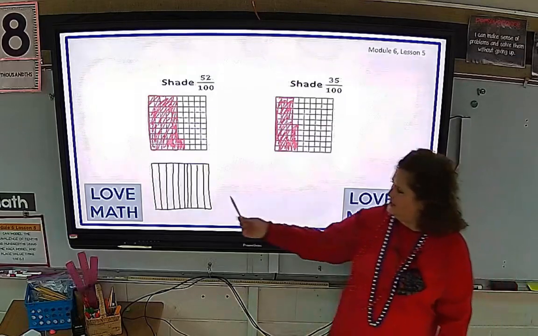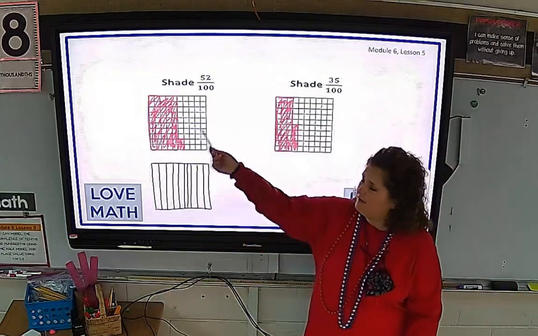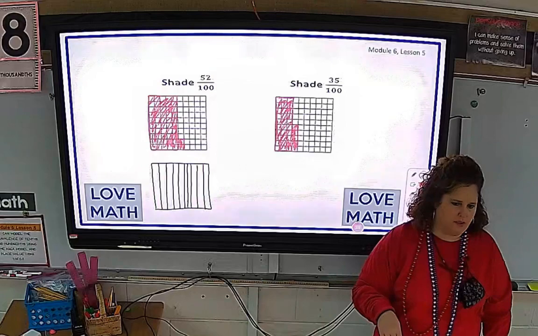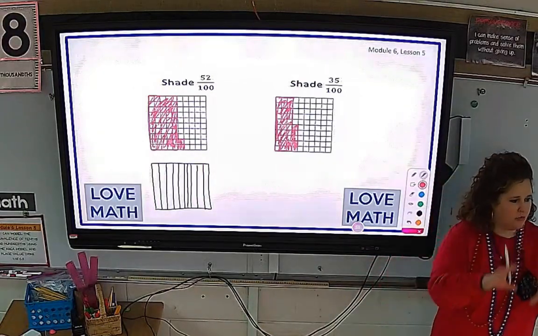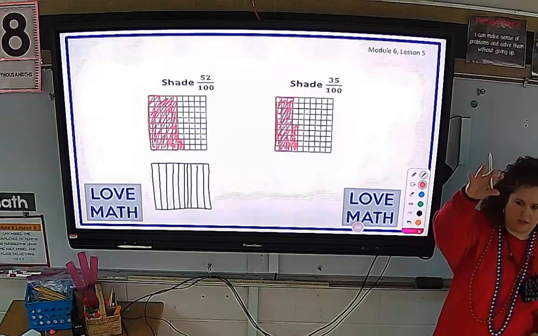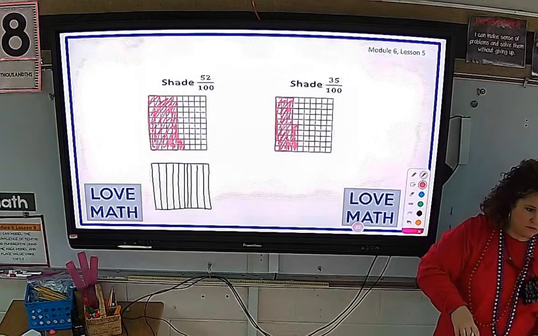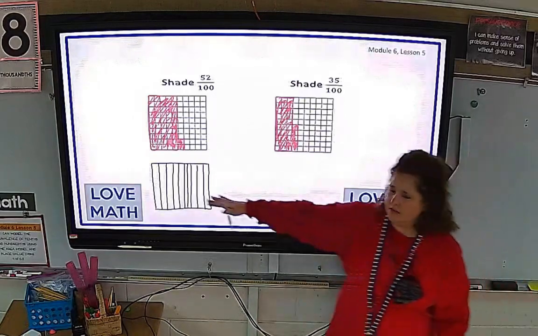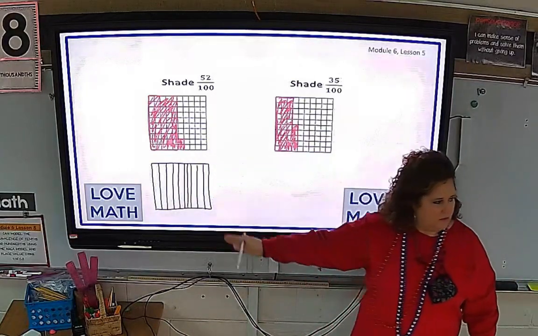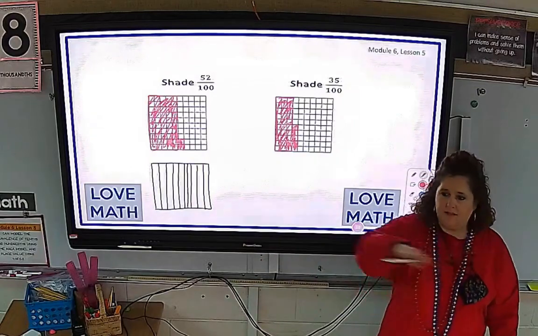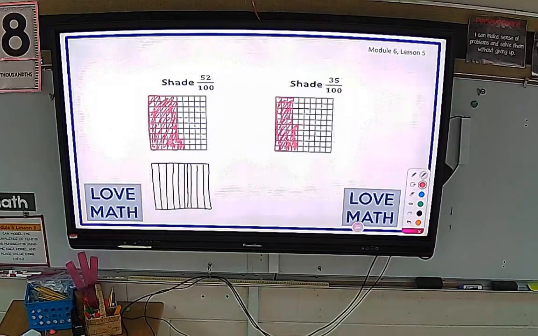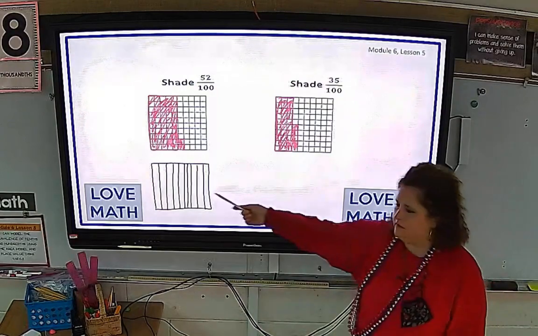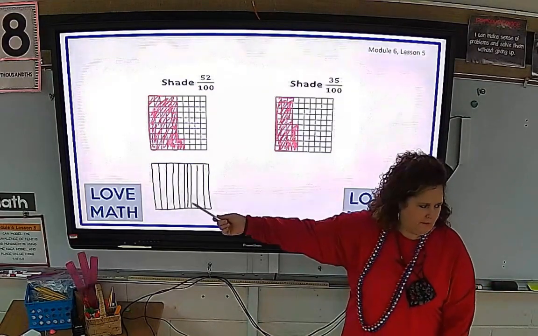So if I was shading this in to match 52 hundredths, how many columns do I need to shade in? How many total columns, like how many columns do I need to shade in completely? 5. Okay, we're not drawing the horizontal lines, guys. We're just drawing. Okay, if you drew the lines like this, erase them. Start over. Okay? I need you to listen and stop. This is what you need right here. No more than that. Okay?